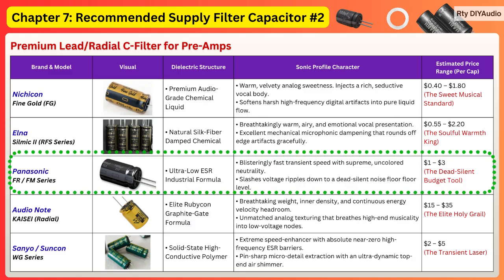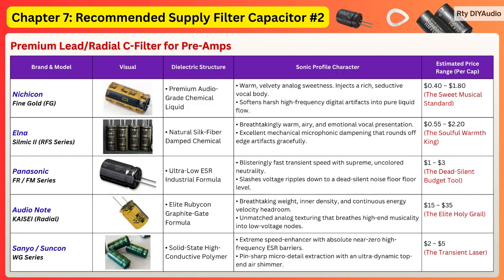Third, the Panasonic FR and FM series. Functioning as our dead silent budget tool, this ultra-low ESR industrial formula delivers a blisteringly fast transient speed with supreme, uncolored neutrality, slashing powerline ripples down to a dead silent noise floor level.